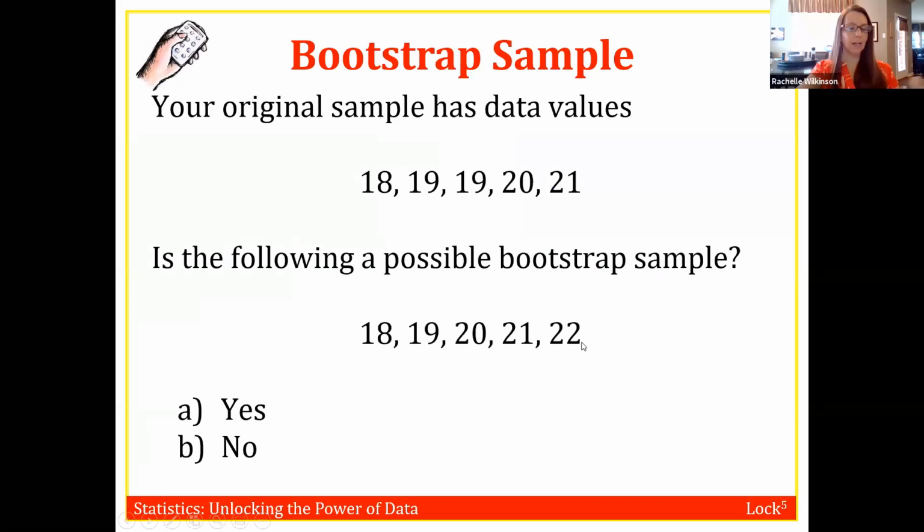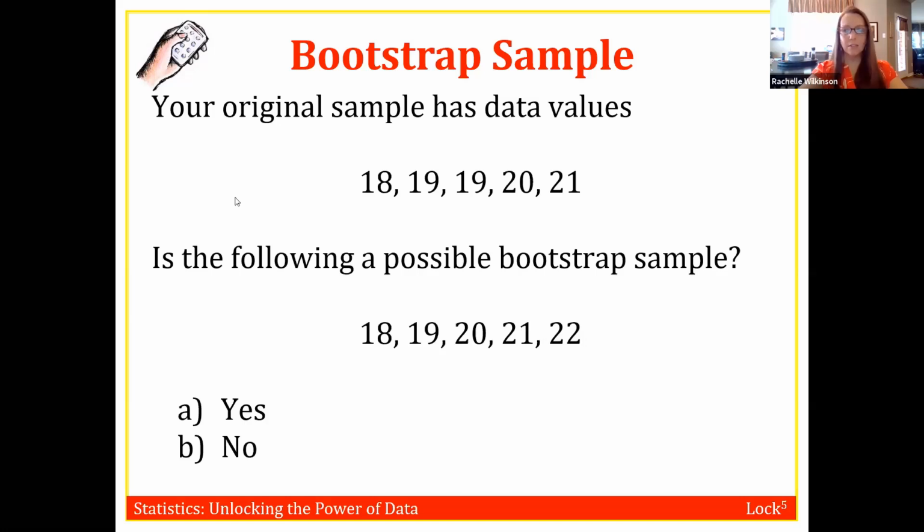So let's look at a few of these things and see if they are possible bootstrap samples. Let's test your knowledge of bootstrap samples. If your original sample has data values 18, 19, 19, 20, and 21, is the following sample a possible bootstrap sample? Could I get 18, 19, 20, 21, and 22?